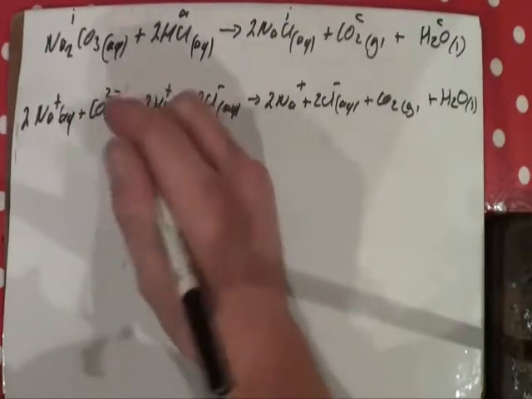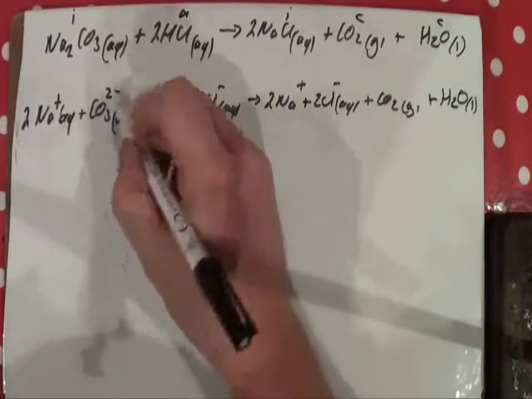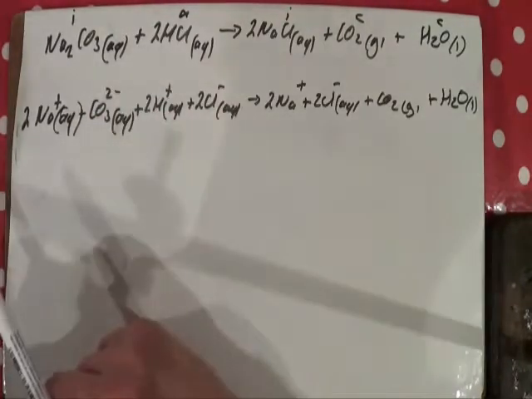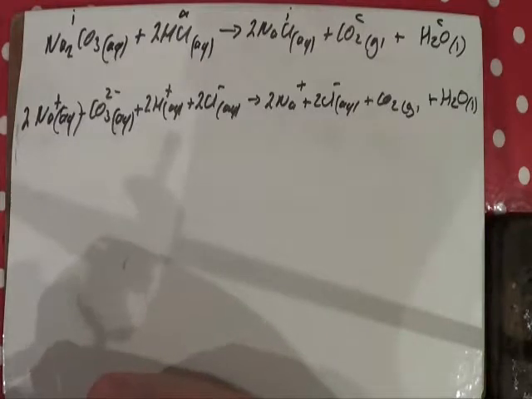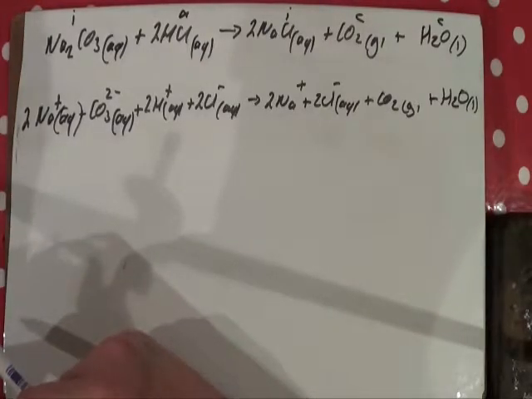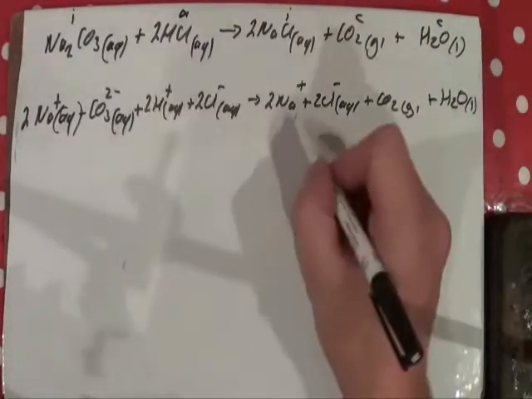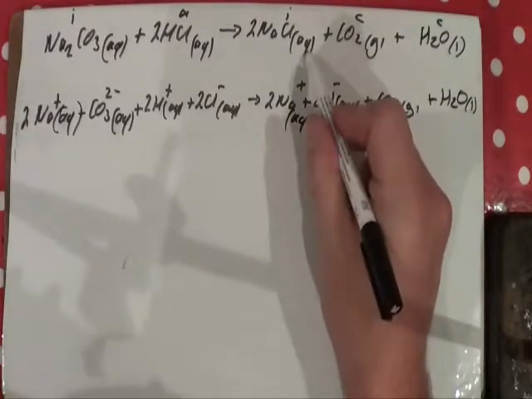Okay, so I'm going to change the state symbols here. Right, so we'll say the examiner said it was a solution of sodium carbonate reacting with acid. Let's go through it again. We've 2 Na plus aqueous here. Oops, I didn't put the state symbol in there, it's aqueous.